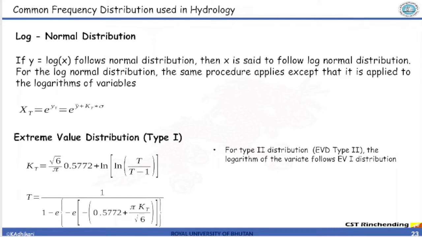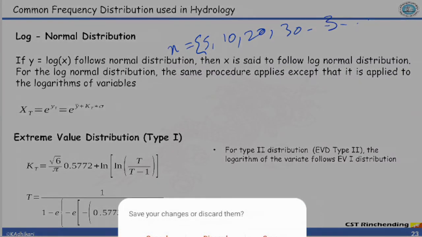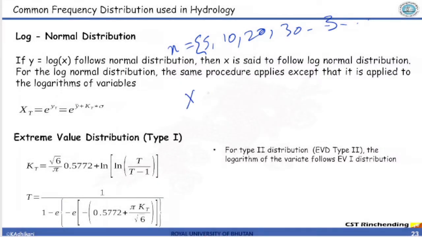Sometimes your data does not fit quite well in a particular distribution. In that case, we do a logarithmic transformation of the data set. For example, if your data series is like 5, 10, 20, 30, and it goes on, and you have realized that it is not fitting in any distribution, let's say this is an x value, then we find the logarithmic transformation of this data.